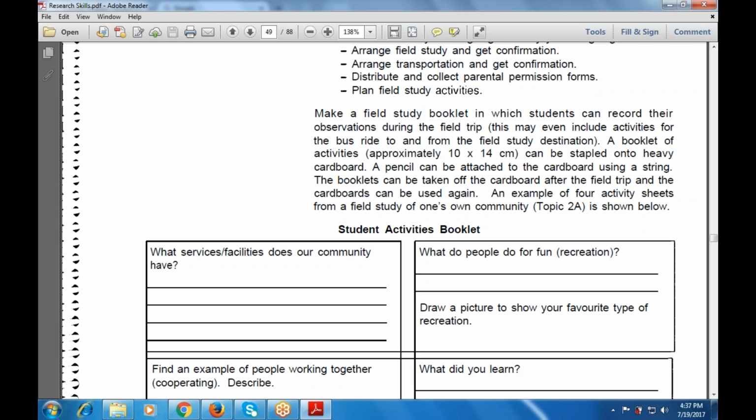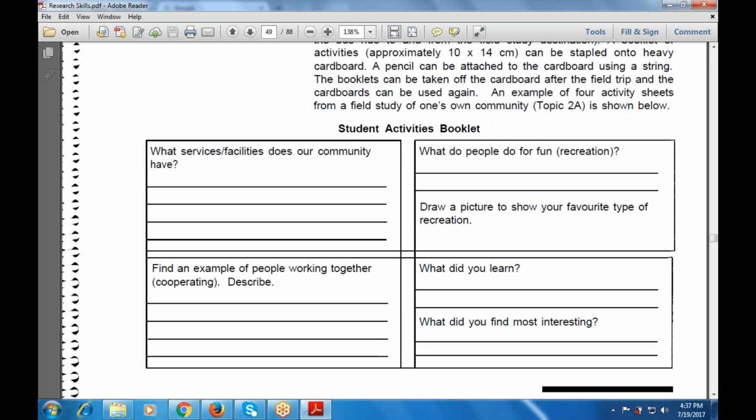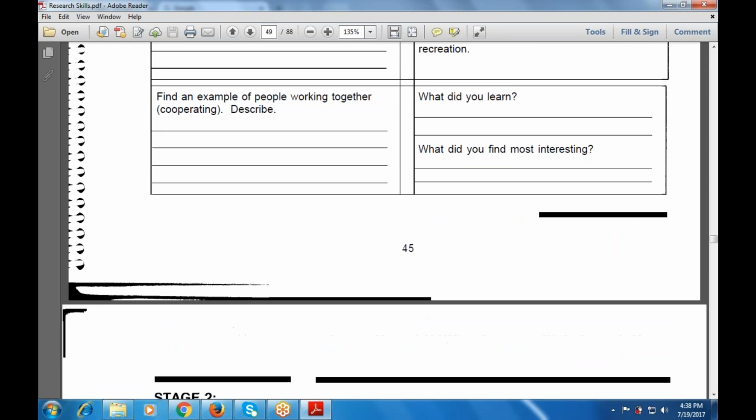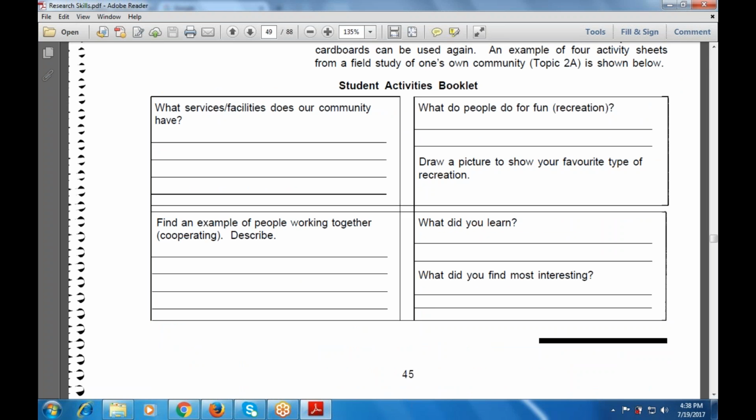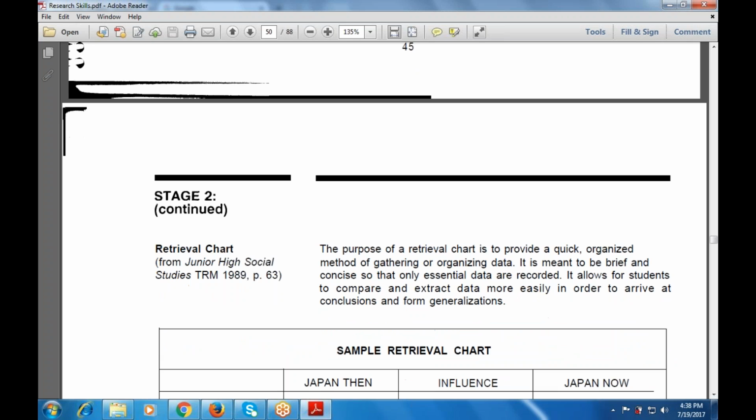Find an example of people working together, cooperating with each other. What did you learn? What did you find most interesting? Either community services, fun, or your favorite types of recreation. This is one of the student activity booklets that must be carried out with the community facilities part. Then stage 2 is continued.